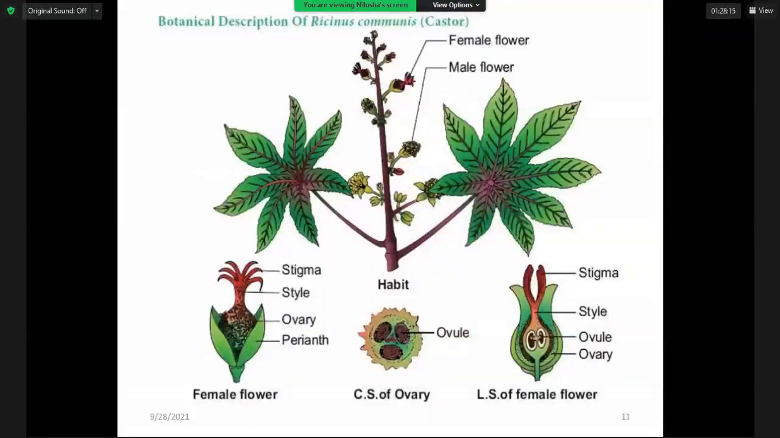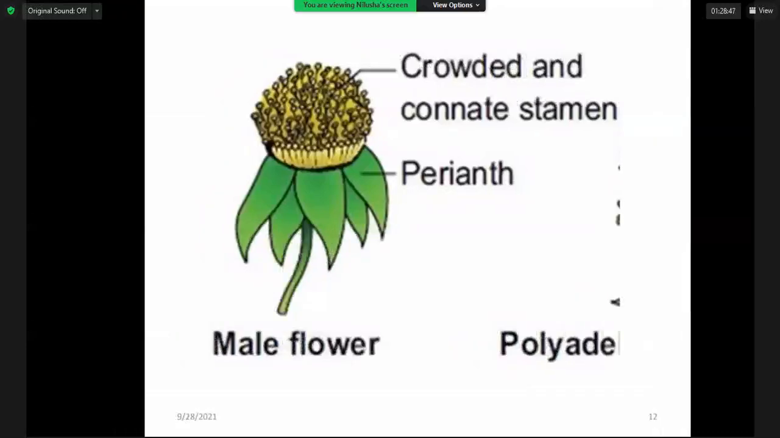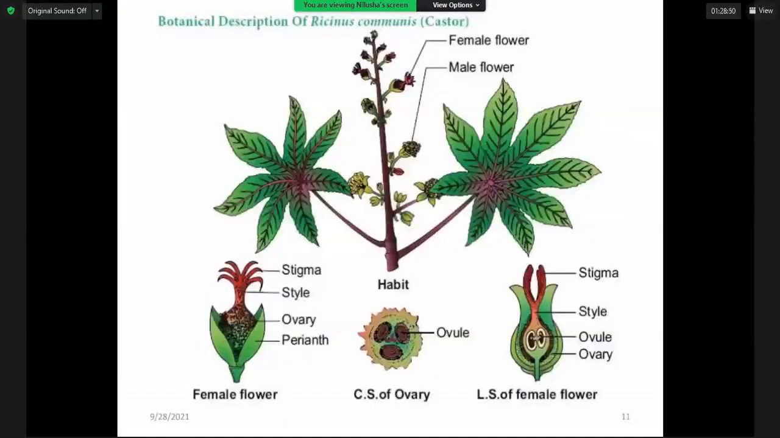Here you can see the female flower and male flower in the castor plant, Ricinus communis. They have female and male flowers that are different in shape. This is the male flower. The male flower consists of stamens and the perianth. The female flower also has a perianth, ovary, style and the stigma.